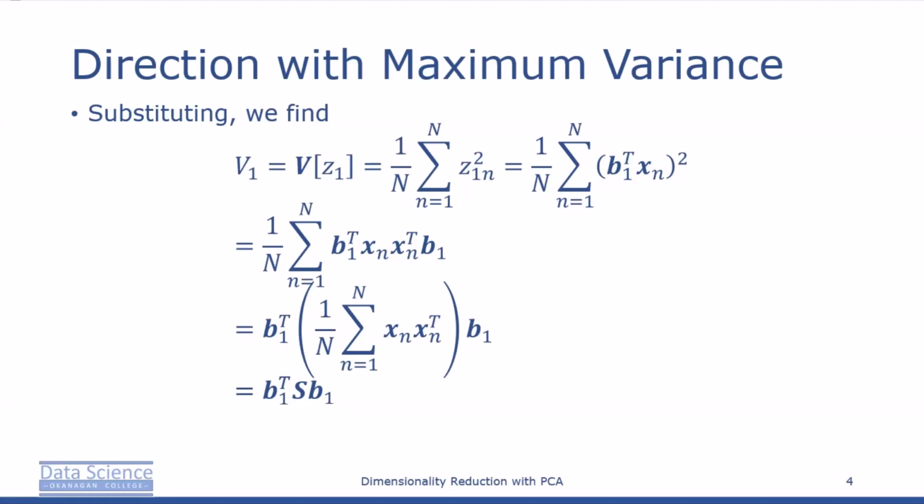Now notice that arbitrarily increasing the magnitude of the vector b1 increases v1. That is, a vector b1 that's 2 times longer will result in a v1 that's potentially 4 times larger. Therefore, we're going to restrict all solutions to where the norm of b1 squared is equal to 1, which results in a constrained optimization problem in which we seek the direction along which the data varies most.